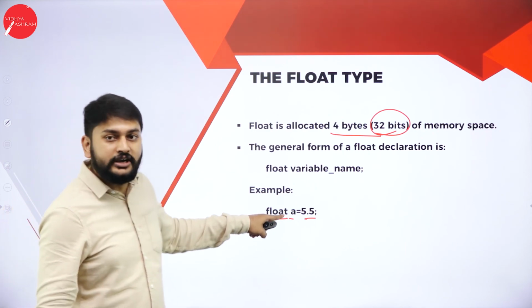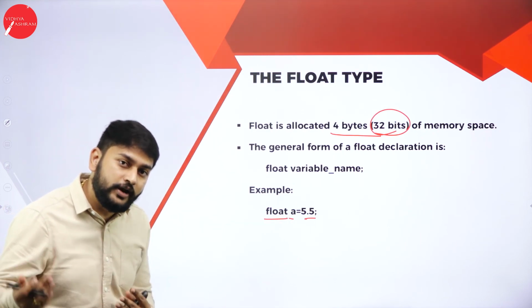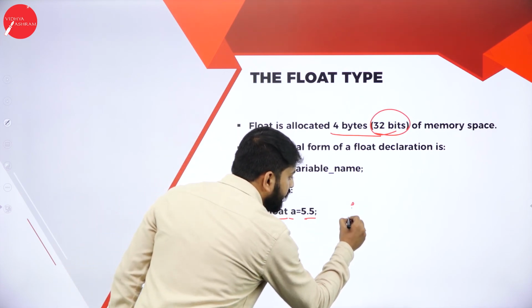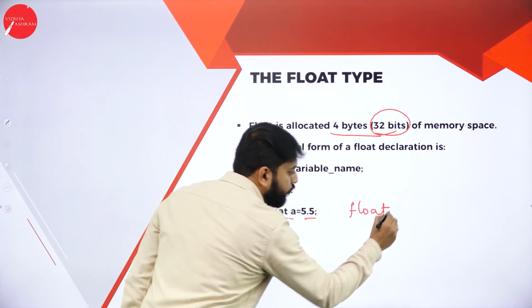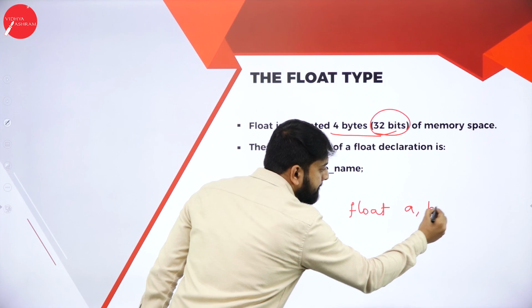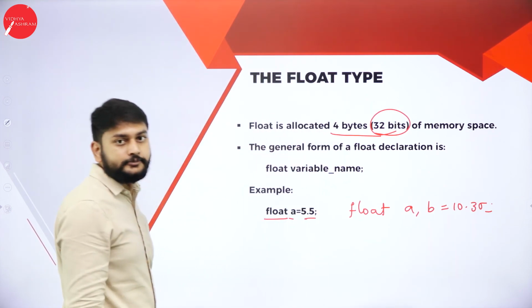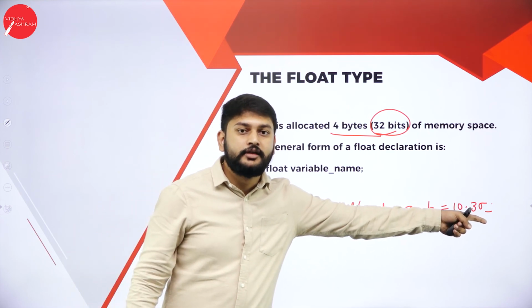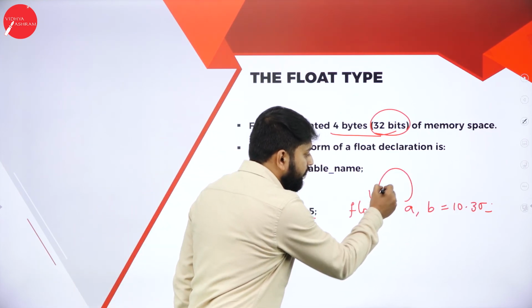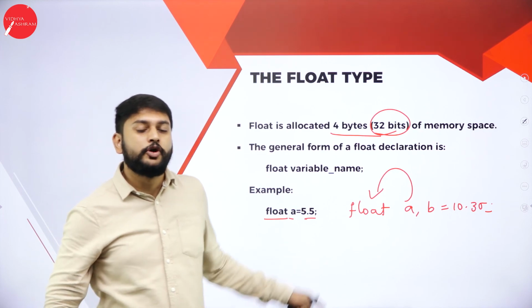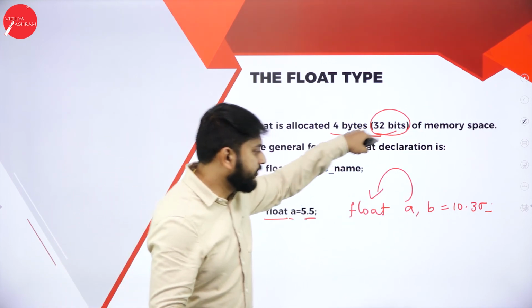How many variables have I created? One. So if I want to create more than one, how do I do it? Same thing. First you write the data type, float, then the variable names a, b, with b's value 10.35, right? A is a variable of type float. B is a variable of type float.